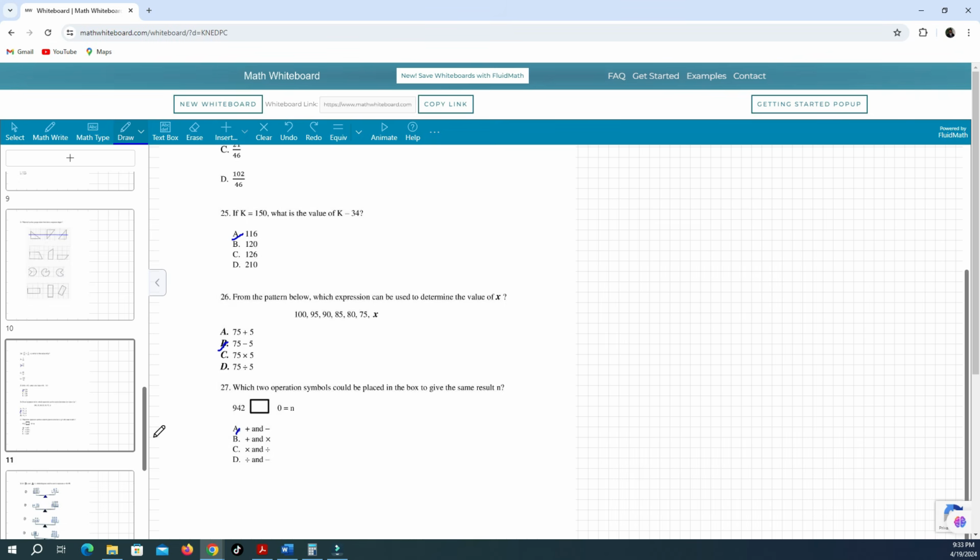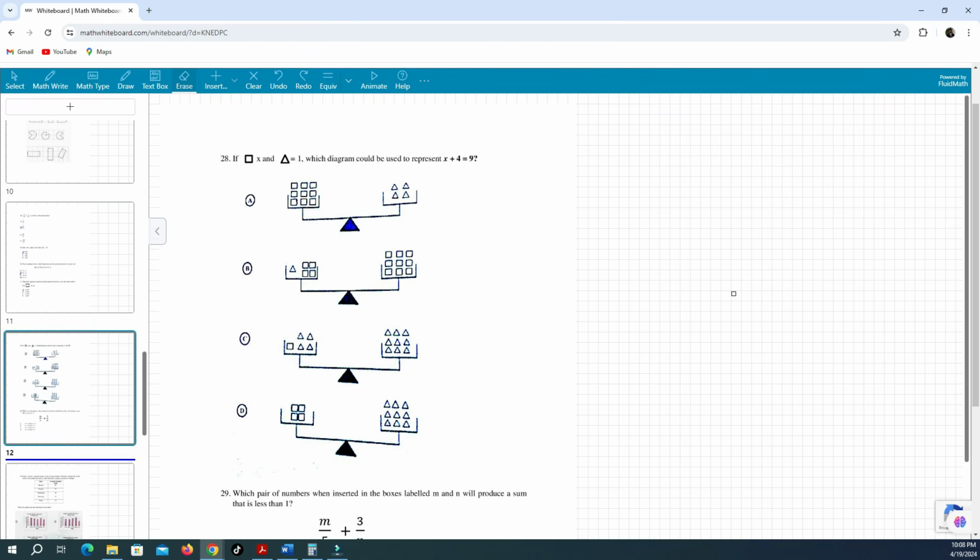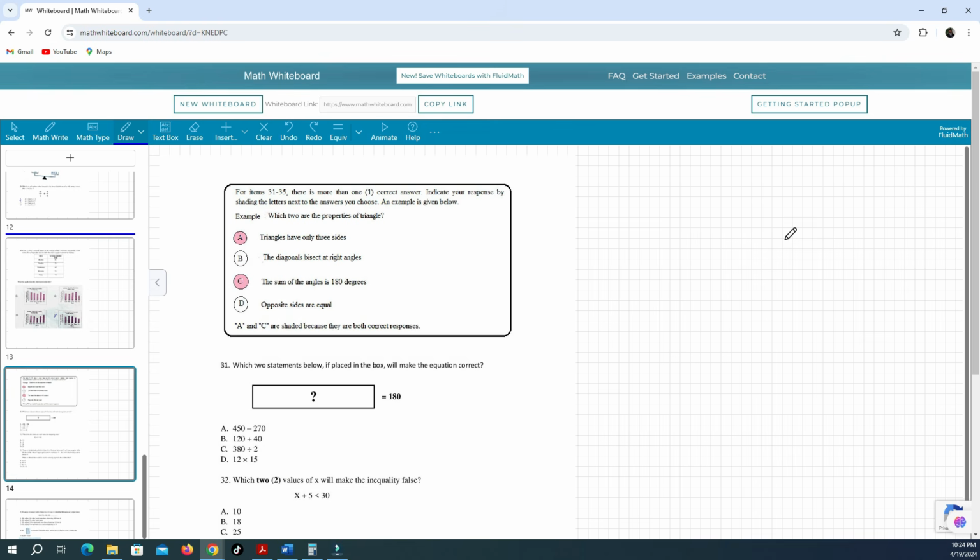Alright, so let's move on. I think we're now at number 28. So 28, if box X and triangle equal 1, which diagram could be used to represent X plus 4 equal 9? Okay.